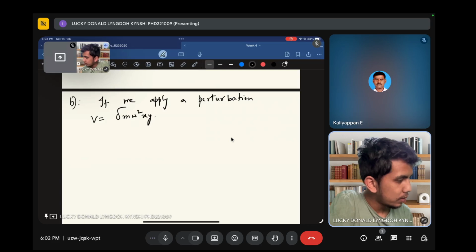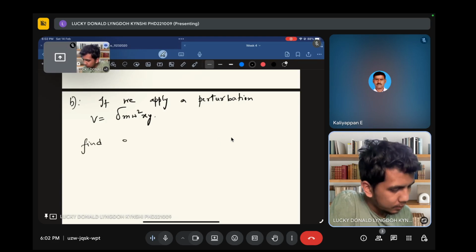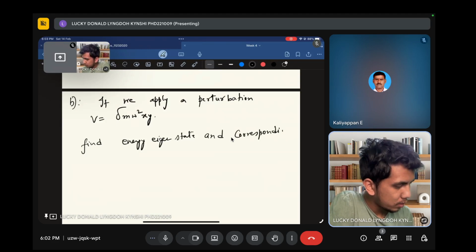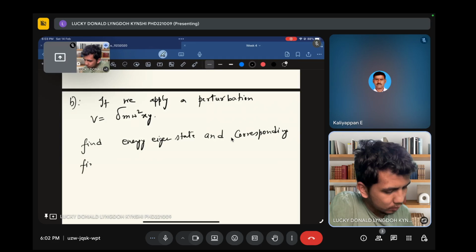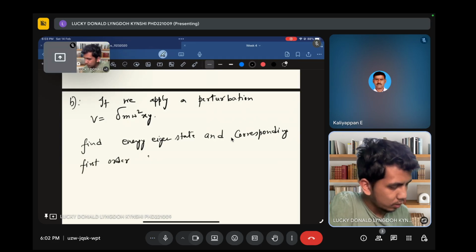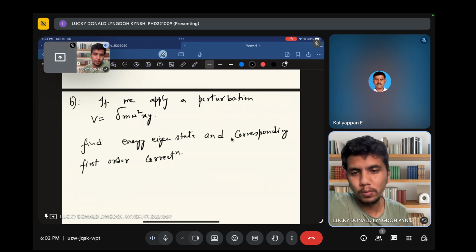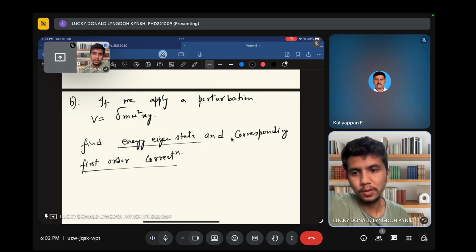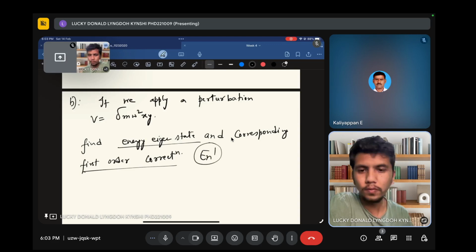the question is to find the energy eigenstate and the corresponding first order correction to all the three lowest lying states which we have just calculated. So the idea is that first we have to find the energy eigenstate, and the second is that we have to introduce the energy correction, first order correction, which is equal to En1. We have to find this term again.